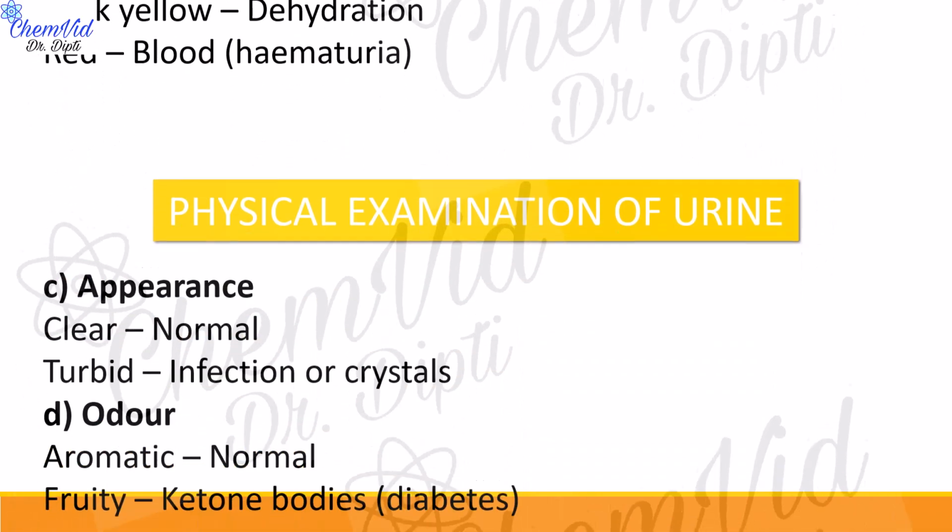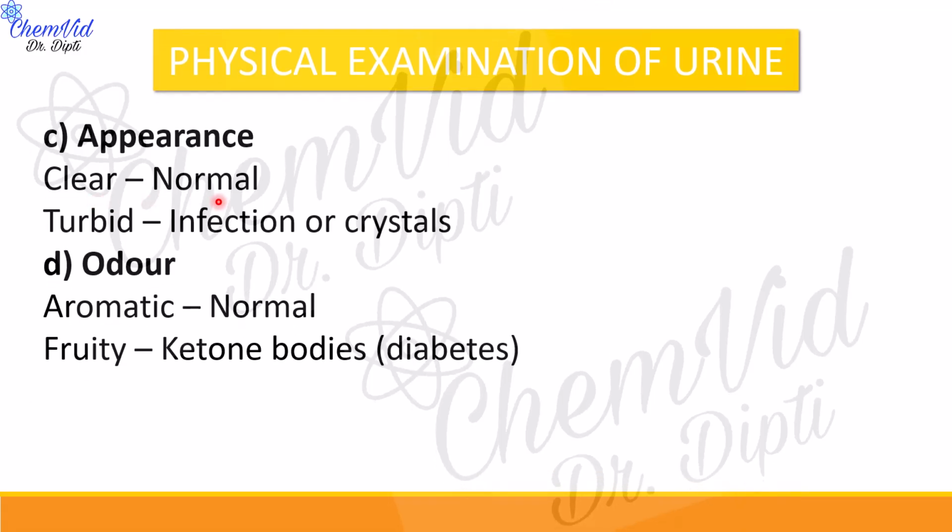Then under physical examination comes the appearance. If the urine is clear, then it represents the normal condition, but if it is turbid, then it represents infection, and same comes with the odor.